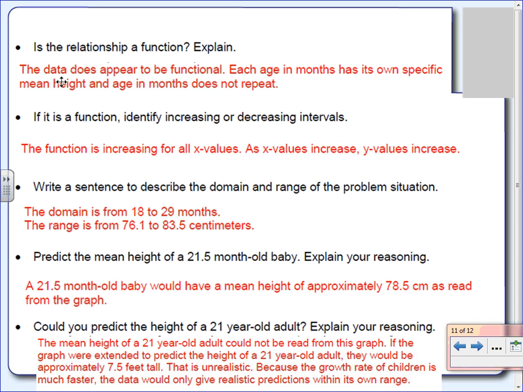Okay? So this is, like I said, a little tricky question. Yes, we can tell there is a pattern here. We can predict. And if we do predict, we're looking at approximately 7.5 feet tall. But of course, this would be unrealistic. So we can only get a realistic prediction within the range that we're working. So within that 18 to 29 months, we can make a pretty good prediction. But if we go all the way to 21 years, our prediction is probably not going to be very good.